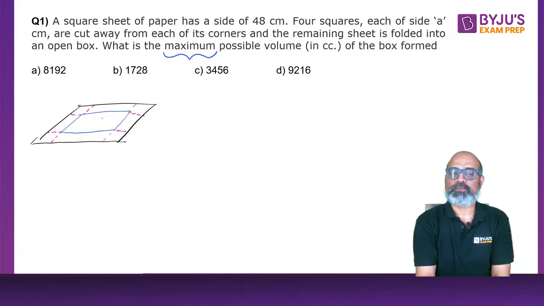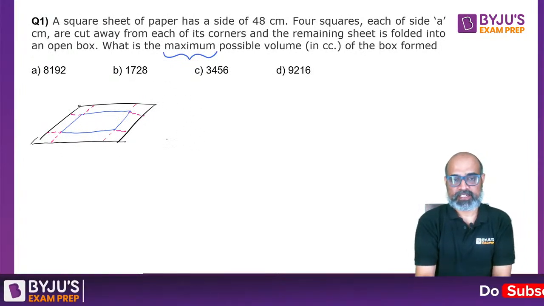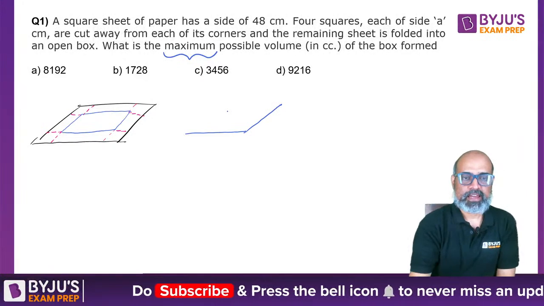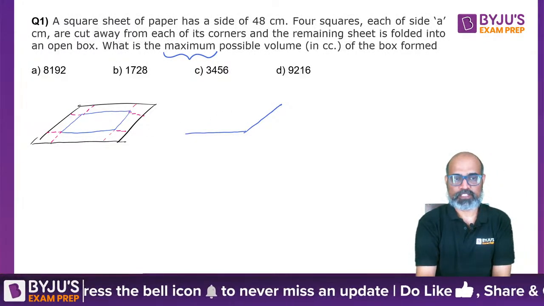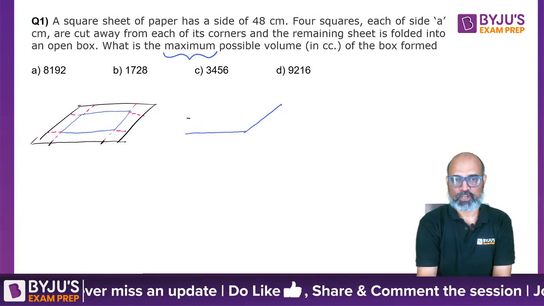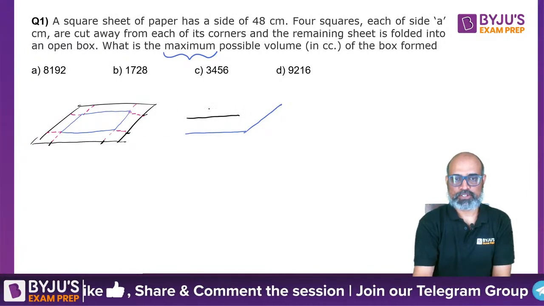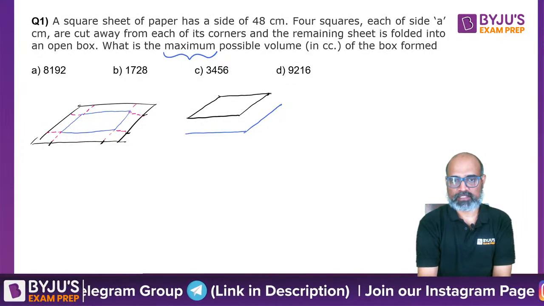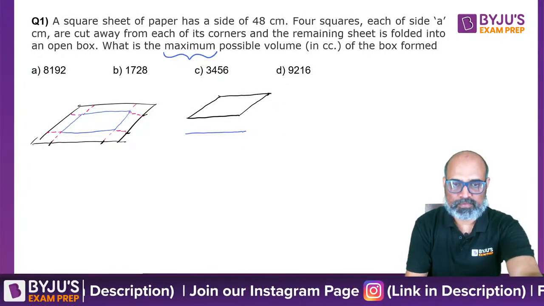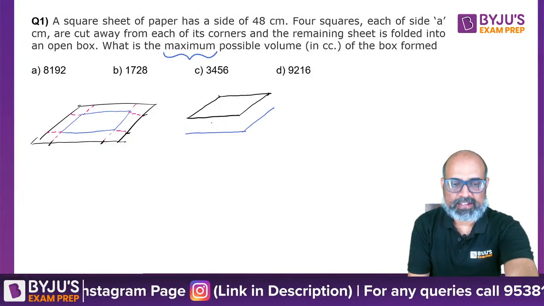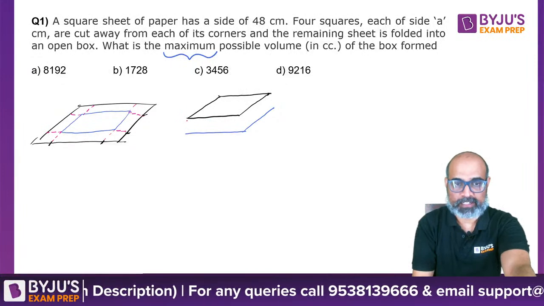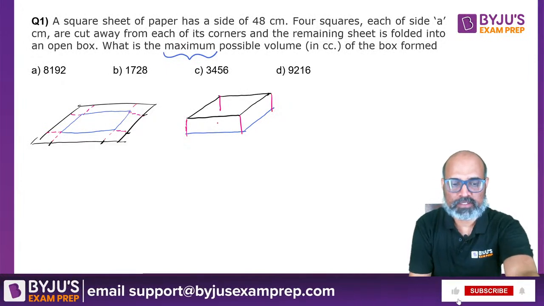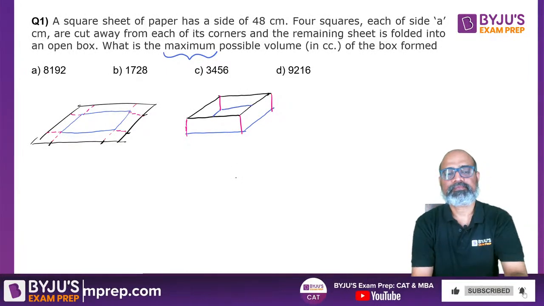So if I fold along these blue lines, I will be getting this blue line over here, the next blue line as another side, and then this region will come on top of it. This region is going to come here, right? So I will have an open box like this. Let's make it more accurate, and the cut lines will be over here. So this is what the figure is going to look like.